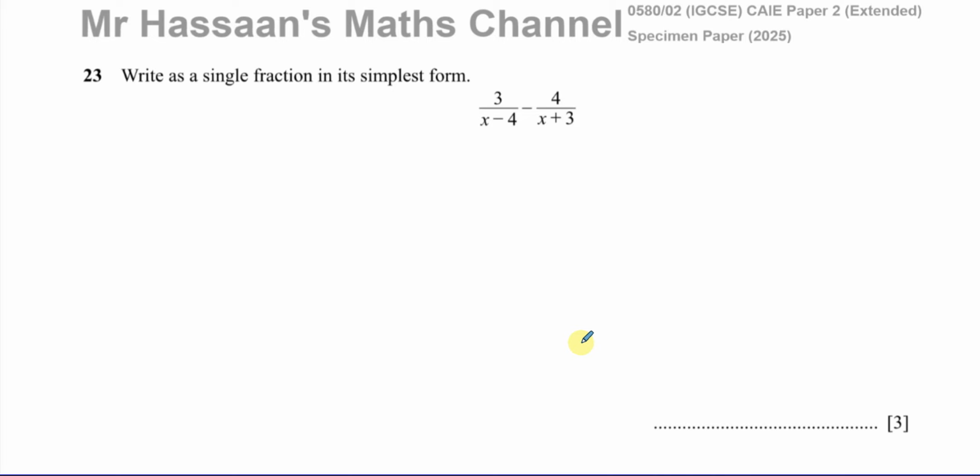Now answering question number 23 from the specimen paper for 2025, the new syllabus from the Cambridge International GCSE, the IGCSE 0580 syllabus. Here we have a question, and this is the non-calculator paper. We have a question about algebraic fractions. We have to write as a single fraction in its simplest form.